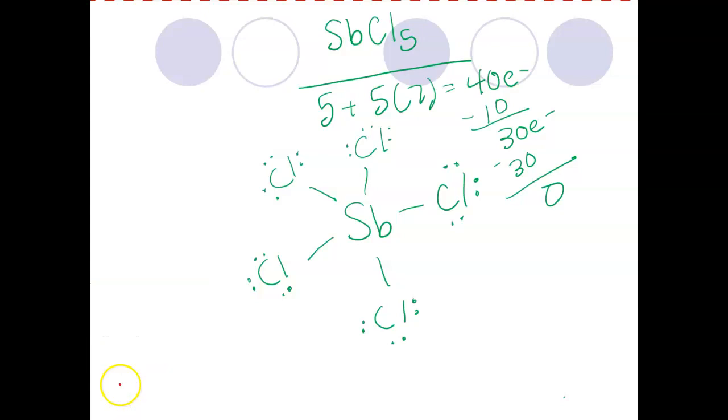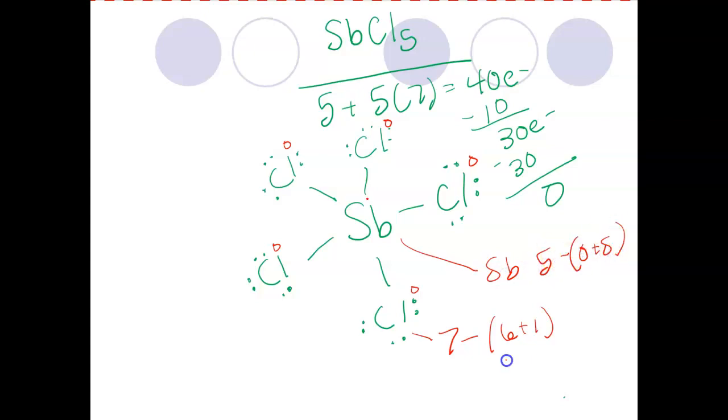So I'm going to check formal charge. All the chlorines are the same: 7 minus 6 dots and 1 line. 0, 0, 0, 0, 0. That's good. Sb has 5 valence electrons minus 0 dots and 5 lines. That's good. So that Lewis structure looks glorious.